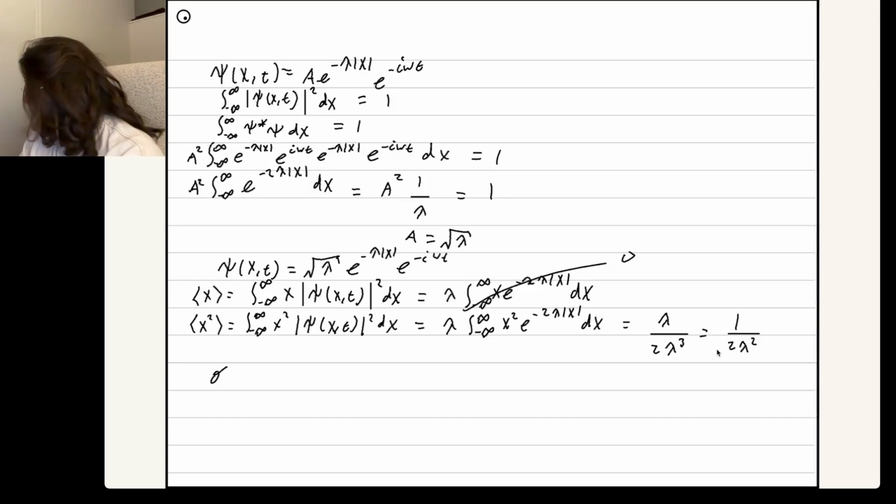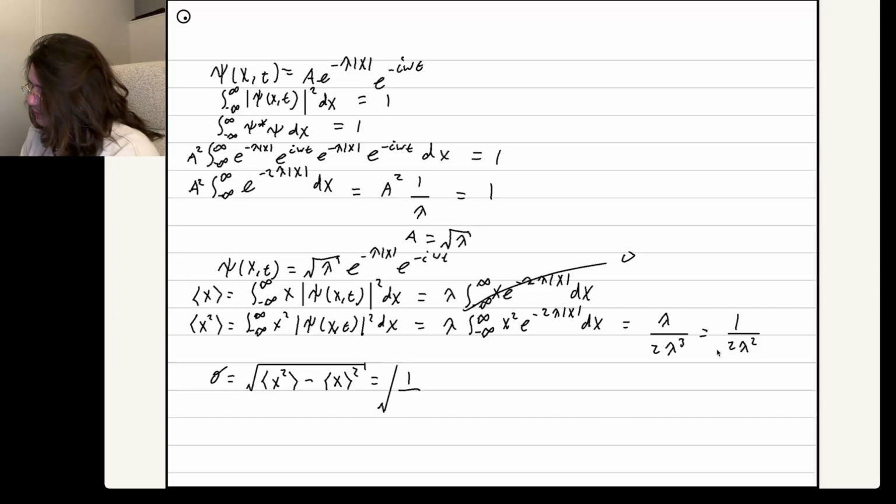Now the standard deviation will just be the square root of the expectation value of position squared minus the squared expectation value of position. We found the first to be 1 over 2 lambda squared, and the second was 0. So you just have 1 over lambda times the square root of 2 for your standard deviation.